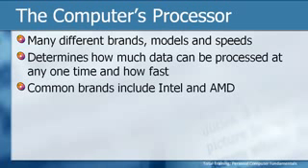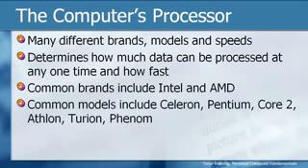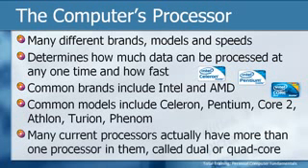Common brands include Intel and AMD, and within those two you also have different models like Celeron, Pentium, Core 2, Athlon, Turion, and Phenom. Many current processors actually have more than one processor in them, and these are sometimes called dual or quad-core processors. So on your computer and on your motherboard, you'll have one processor. But if you have a dual-core processor, it actually has two processors in one, and if you have a quad-core, it has four.